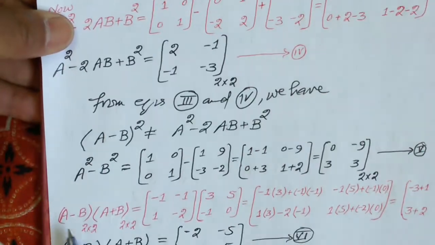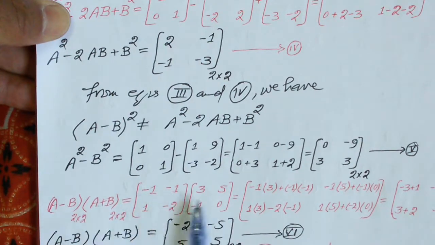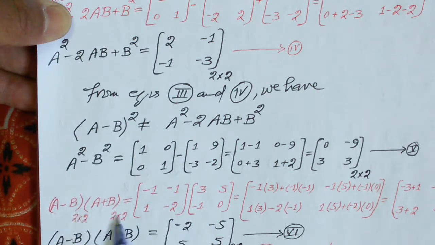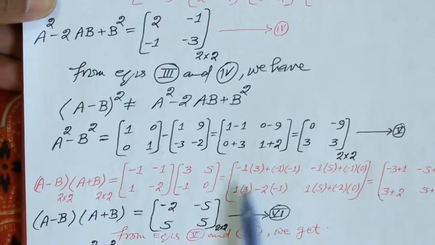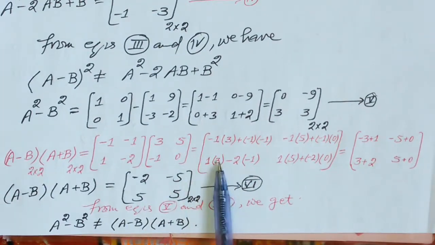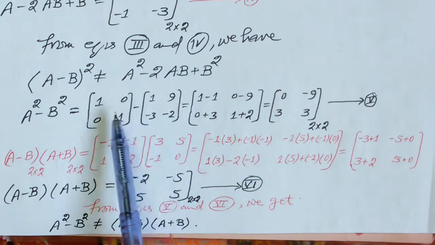Now, to calculate A minus B multiplied by A plus B. A minus B is this matrix and A plus B is a matrix. To multiply these two matrices, the multiplication is possible. After the simplification, as explained in our previous steps, we get a matrix having elements in the first row minus 2, minus 5, and in the second row 5 and 5. This is your equation number 5.